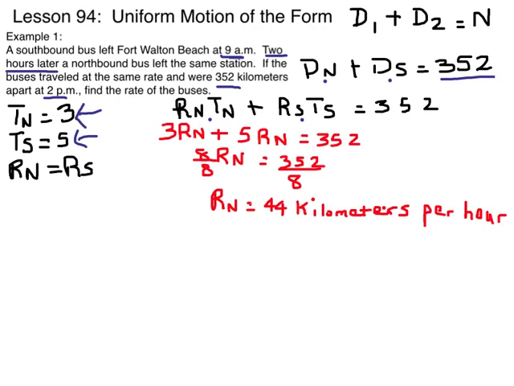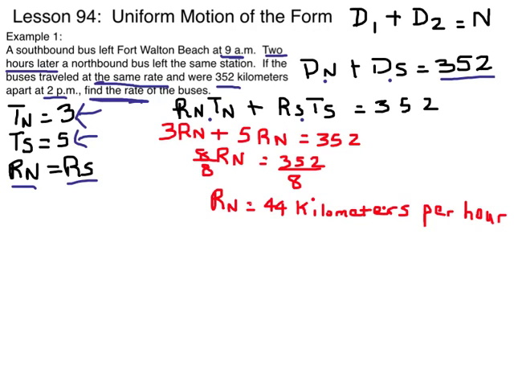All right? Now what do we know about the rate? The same rate. So the rate of the northbound is equal to the rate of the southbound. It is asking us to find the rate, not the distance, the rate of both buses. When you find one, you found the other because they're equal.